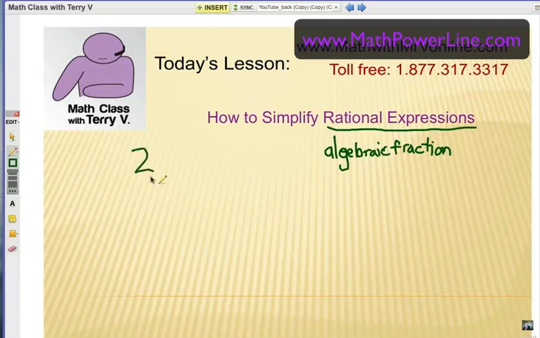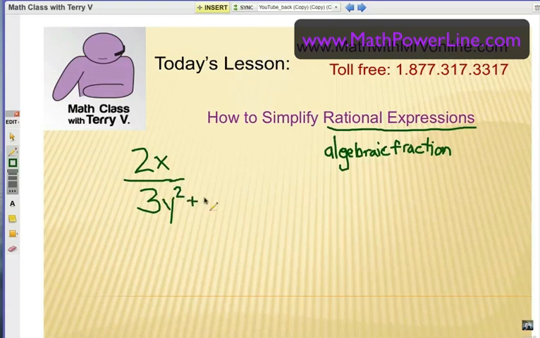A typical fraction may look like this, 2/3. But when we think of it as an algebraic fraction, we're going to add some variables and expressions, polynomials, monomials, and that type of thing to it. So it could be 2x over 3y squared. It's still a fraction, but now we have some algebra in there.